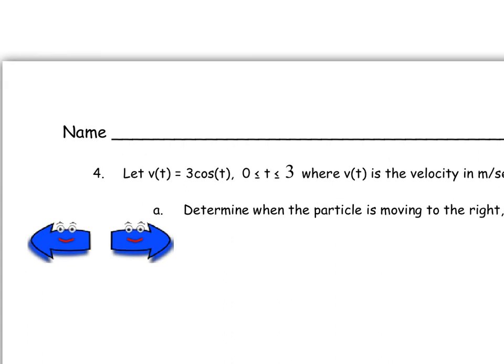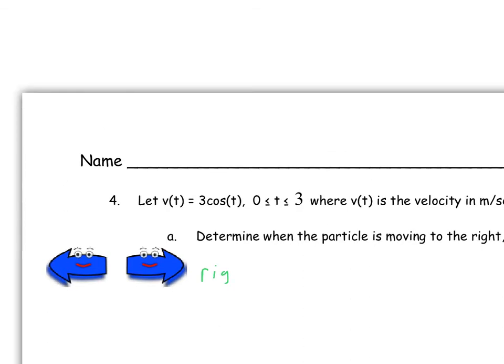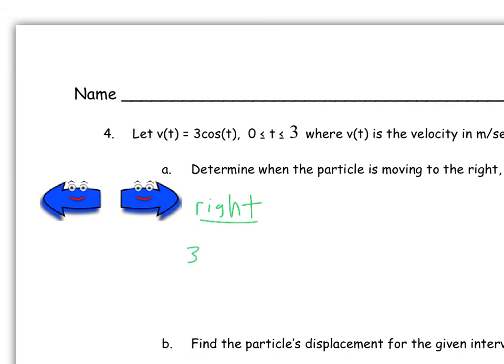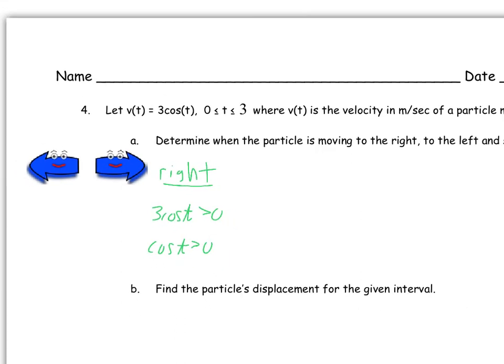So our velocity, so we'll do moving right. It's moving right when 3 cosine of t is positive, which is our velocity, which is when cosine is positive, which you should know is from 0 to pi over 2. So it's in quadrant 1, well, it's in quadrant 4 also, but that goes beyond our given interval.